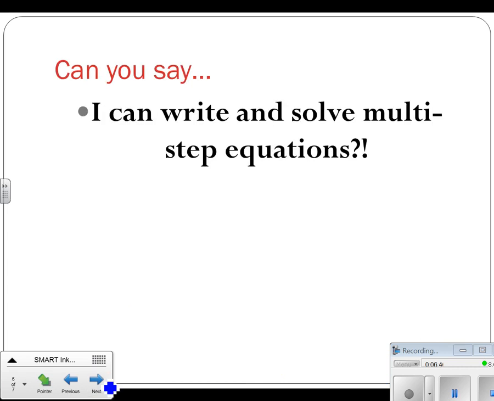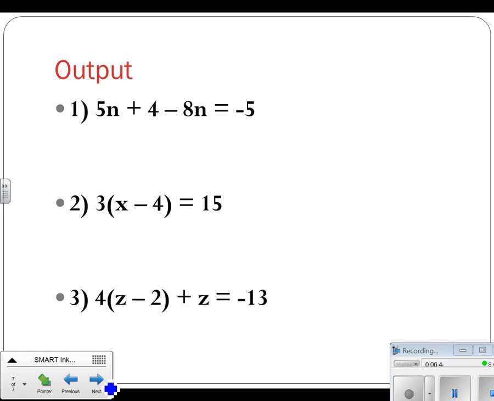Can you say, I can write and solve multi-step equations? Here's your output for in your notebook. Be prepared with any questions for the work time in class.